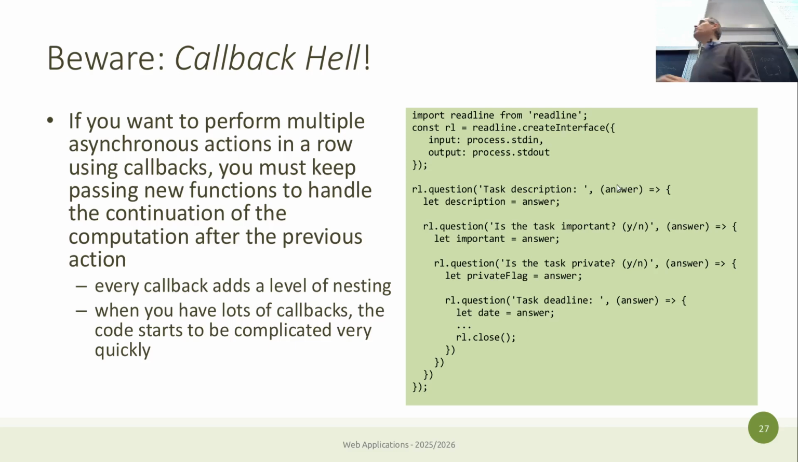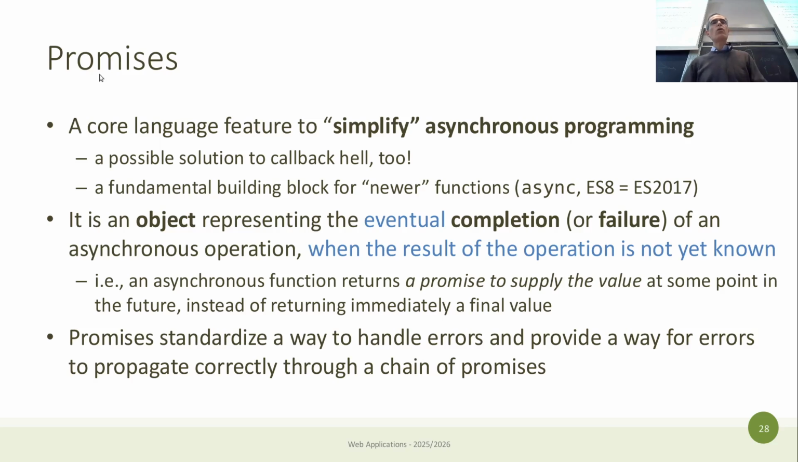So let's try to solve the problem, and the solution is promises. Okay. So a promise is a core language feature, a characteristic of the language, JavaScript in particular in this case, to simplify asynchronous programming that can also solve the callback hell, and it will be the basis also of newer functions that have been introduced in ES8, and we will use them a lot. So 2 keywords, basically, async and await, that help to write asynchronous code in a much more readable manner. Okay, but under the hood, they use this promises mechanism.